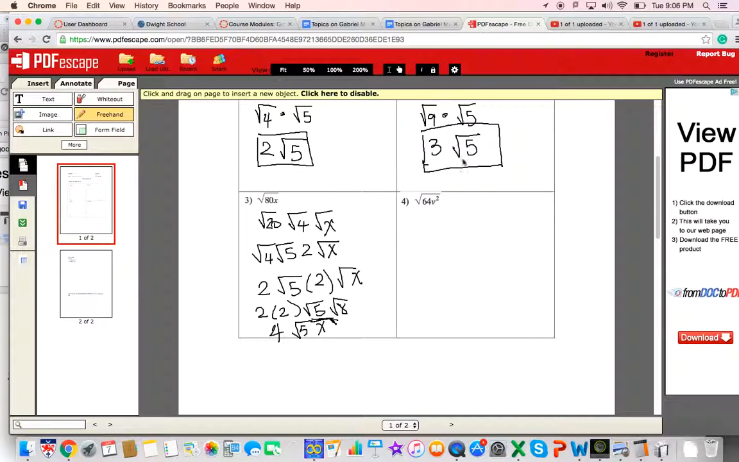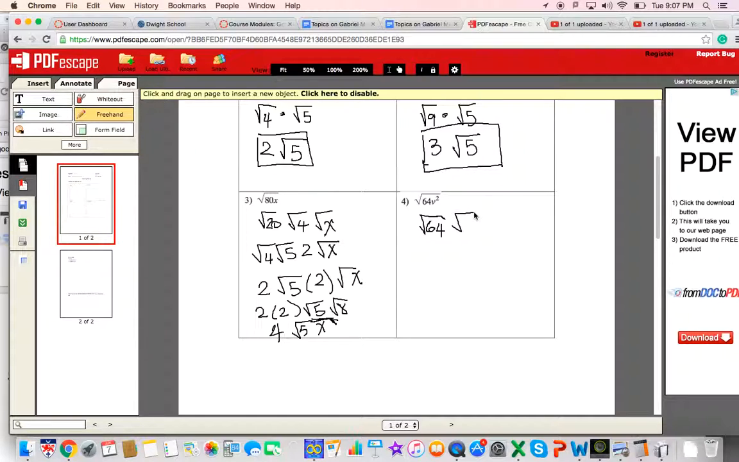All right, so a lot of people messed up on this one, which was a little bit sad because it was the easiest one on the page, but you didn't know that probably. Remember, you're looking for the biggest factor with a perfect square root. In this case, the biggest factor of 64 with a perfect square root is 64 because it does have a perfect square root. So we're going to find the square root of 64.